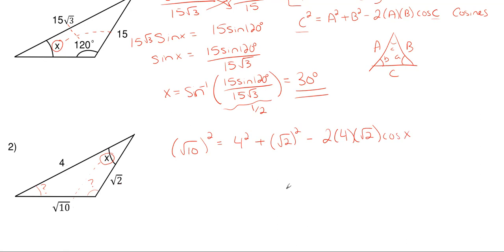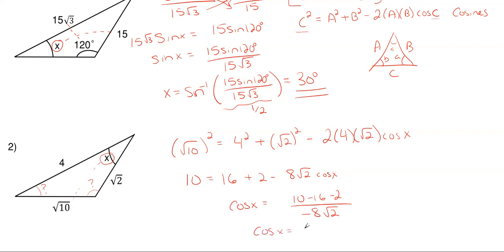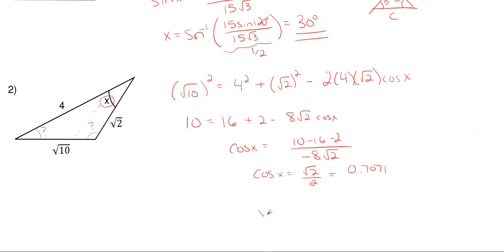So we just have some rearranging to do, some solving to do here. So square root of 10 squared is just 10, 4 squared is 16, square root of 2 squared is just 2, and then 2 times 4 times the square root of 2 is just 8 times the square root of 2 cosine of x. Well, the cosine of x is going to be equal to 10 minus 16 minus 2, all divided by minus 8 times square root of 2. Well, this gives me cosine of x is equal to the square root of 2 over 2. Or you could write square root of 2 over 2 from this fraction right here, which is 0.7071. And then you would just take the cosine inverse of that value to get x. So cosine inverse of 0.7071, and this gives me a value for x of exactly 45 degrees. So that's how you would solve that second triangle using the law of cosines.